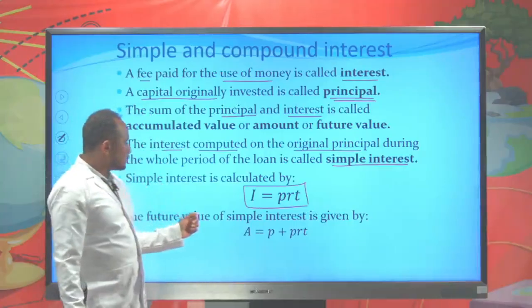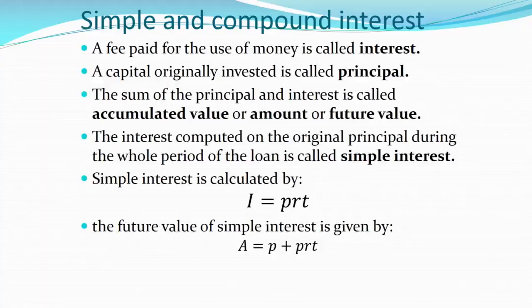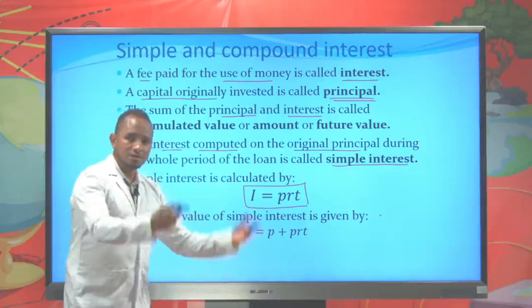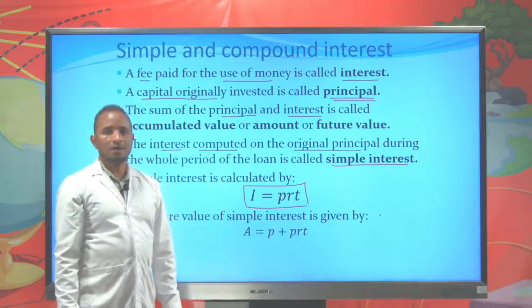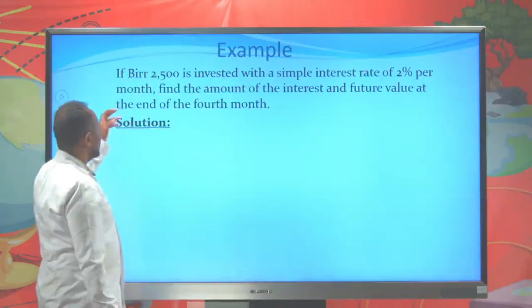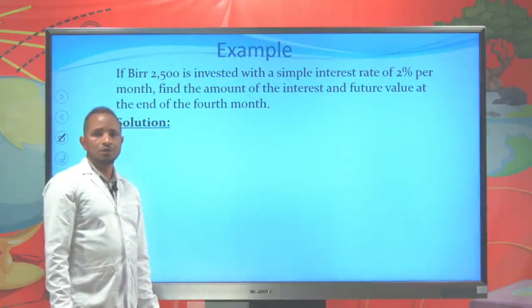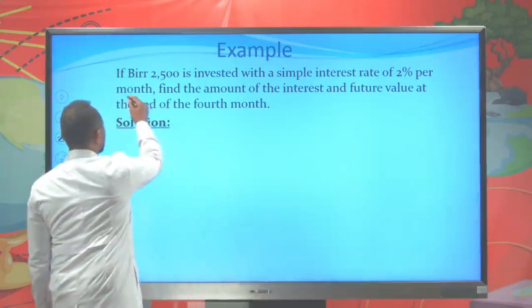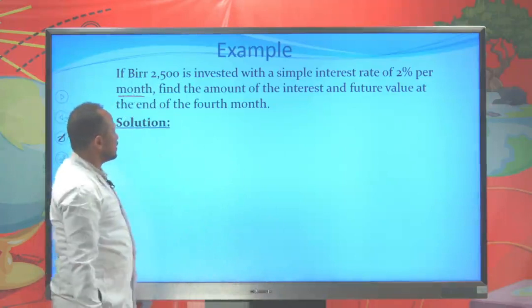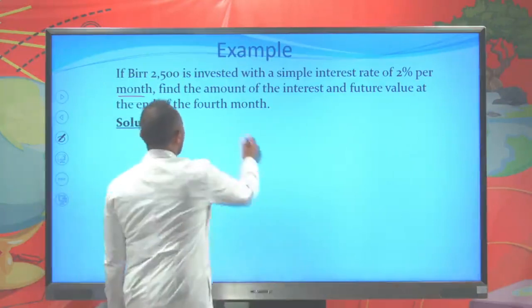Okay, and the future value of simple interest is given by, to find the future value, that means the amount will be equal to the money originally you put, which is P, plus the interest, which is PRT. Therefore, the amount will be P plus PRT. Now, let's see an example for this. If birr 2,500 is invested with a simple interest rate of 2% per month, find the amount of the interest and the future value at the end of the 4 months.